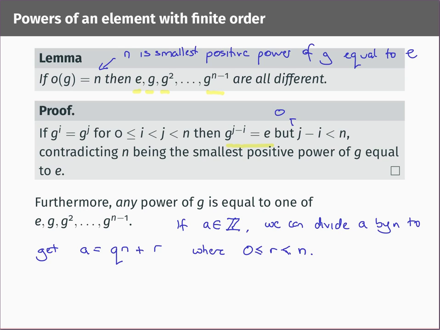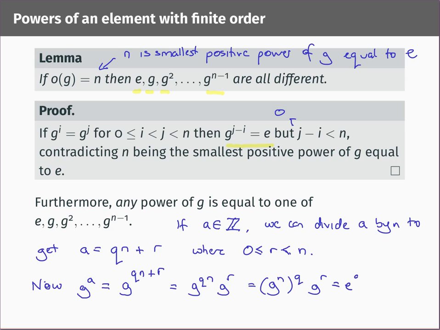And now if you look at g to the power a, so g to the power a is g to the power qn plus r. And we can use the exponent rules to write this as g to the qn times g to the r. And we're going to use the exponent rules again and write this as g to the n to the q times g to the r. Okay, but what is g to the n? It's the identity, because g had order n. So what you've got there is the identity to the power q times g to the r. But if you compose the identity with itself a bunch of times, then you just get the identity again.